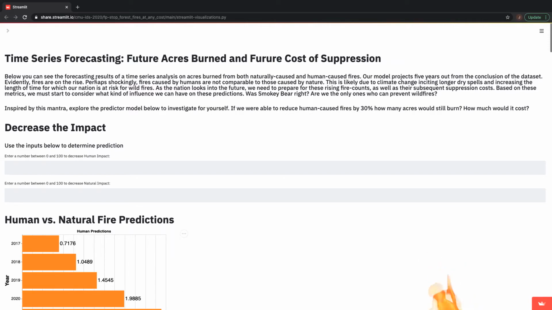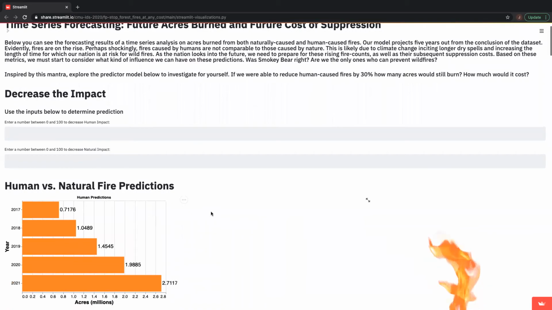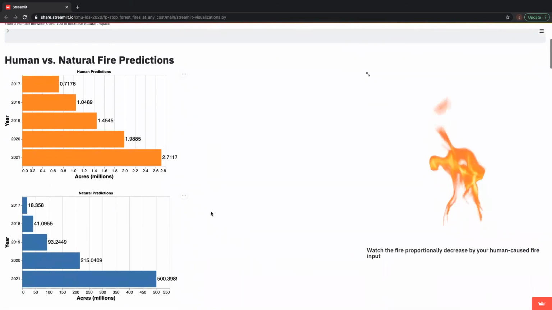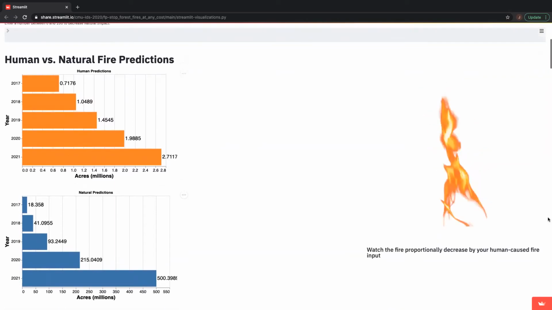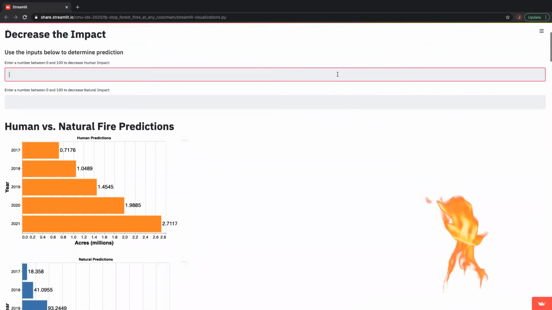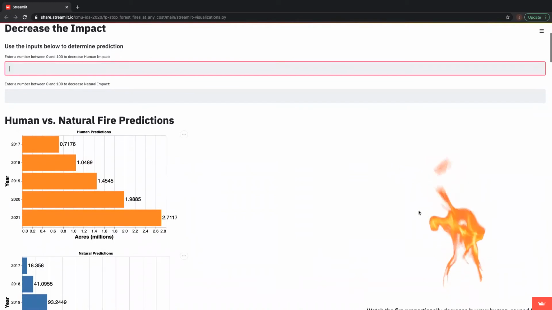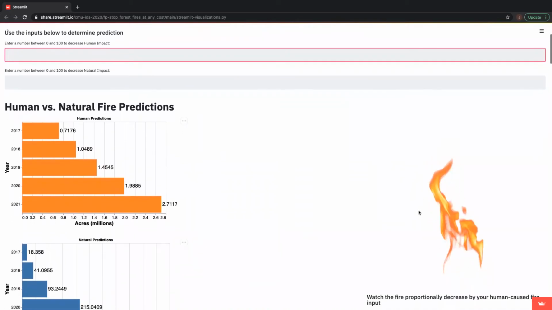So the charts below show the predicted human-caused and nature-caused acres burned for 5 years out. And to the right, you can see a fire that grows or shrinks proportionate to a user's input. And above that, you can see the decrease the impact section, where the user can input a number between 0 to 100 to decrease the percentage of human impact and nature impact on the predictions.